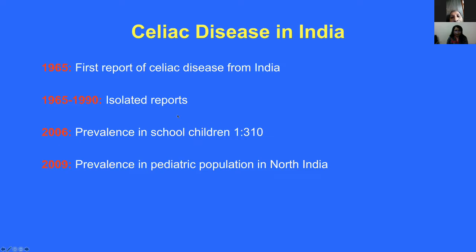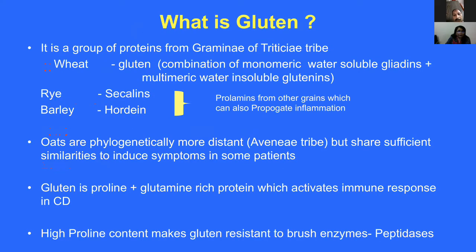And in 2009, a number of reports came in the pediatric population, especially from North India. Most of the reports came from North India, as North is a wheat eating area, whereas later on, a few reports came from South India also, although it is a predominantly rice eating area. What is gluten?